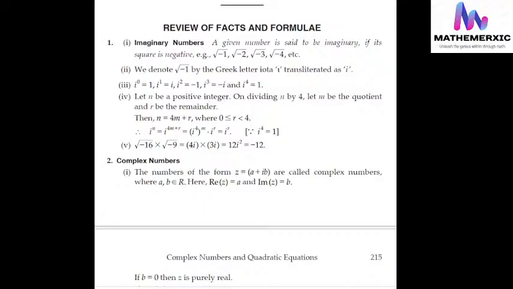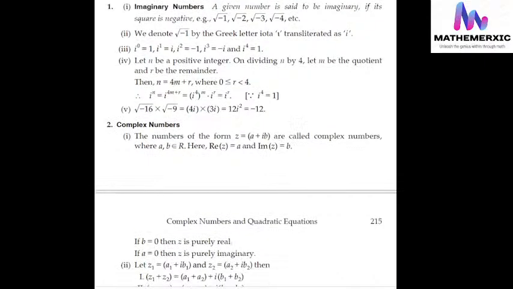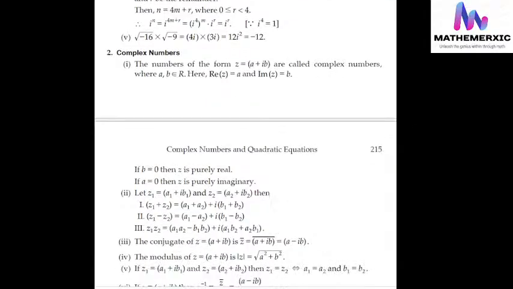Complex numbers: the numbers of the form z is equal to a plus ib are called complex numbers, where a, b belongs to R. Here, real part of z is a, imaginary part of z is b. If b is 0, then z is purely real, and if a is 0, then z is purely imaginary.